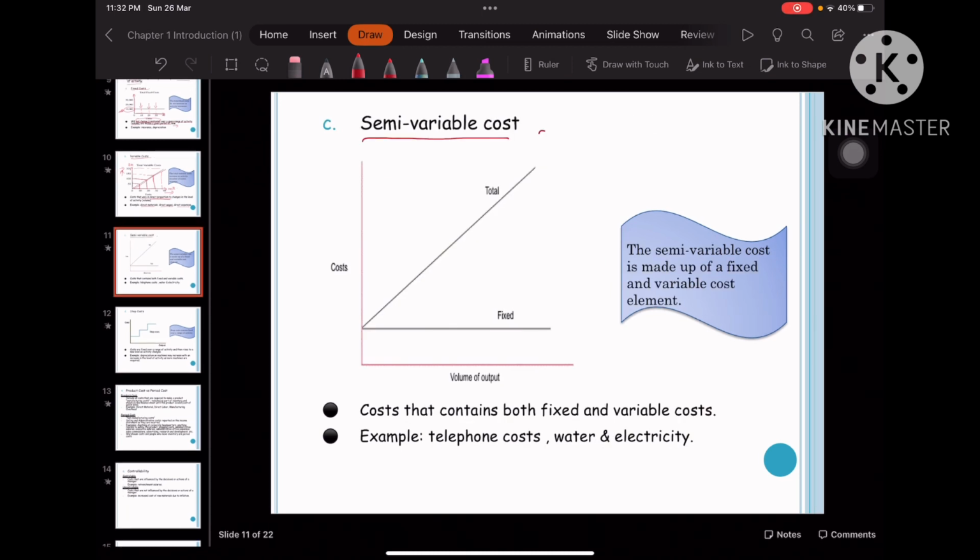So the semi-variable cost here contains both fixed and variable costs. All right, so this is the graph.